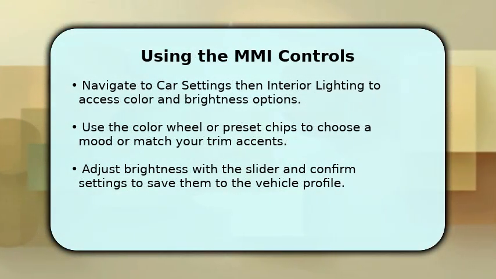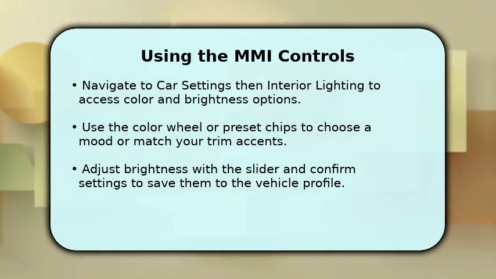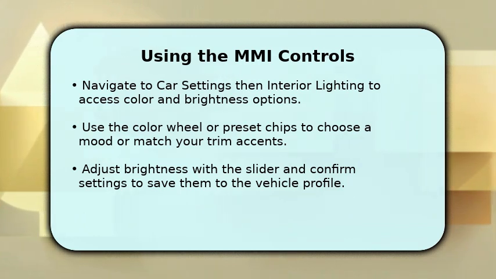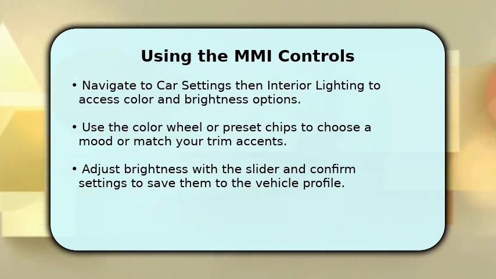First, access the car settings and open interior lighting on the MMI screen. Then use the color wheel or preset chips to select your preferred ambience and adjust the brightness slider until the cabin feels balanced. If you want synchronized zones, apply the chosen color to all zones and save it to your driver profile so settings recall automatically, making short test drives to see the effect in different conditions.